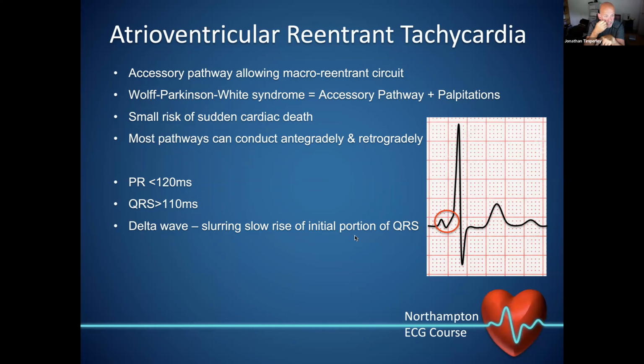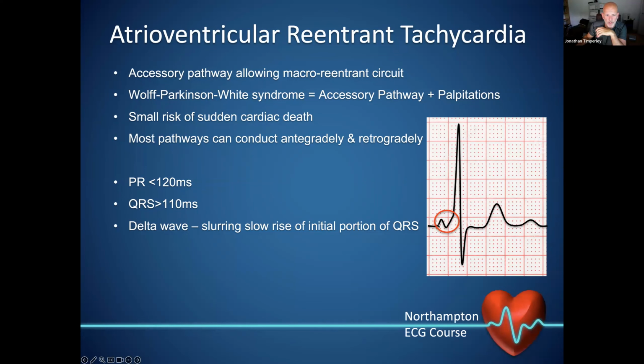Most pathways that are present can conduct both antegradely and retrogradely. It is quite uncommon to get an antegrade only or a retrograde only pathway. It does occur, but it is incredibly rare. So when we're looking at someone who has resting evidence of an AV re-entrant tachycardia, generally people have a PR interval less than 120 milliseconds, measured to the nearest deflection after the P wave. They'll end up with a QRS duration generally greater than 110 milliseconds with an overt delta wave, which we can see in this example.